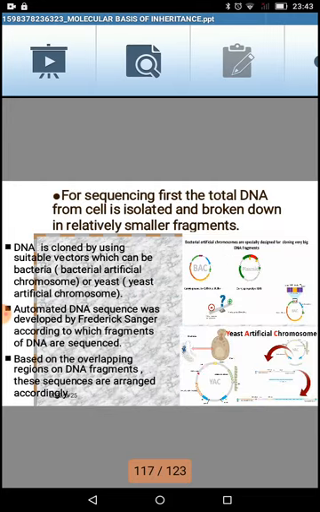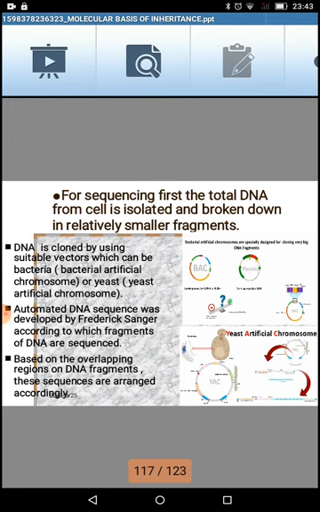Now in this case, what was done, I'm just reading the slide. For sequencing, the total DNA from the cell is isolated and broken down into relatively smaller fragments. There are certain enzymes, which in the coming chapters of biotechnology we will be discussing. We call them restriction enzymes, endonucleases and exonucleases. These enzymes have the property that they can cut the DNA at specific locations whichever we want. So at least they can cut the DNA into small fragments. So these enzymes were first used to cut the whole DNA into small fragments.